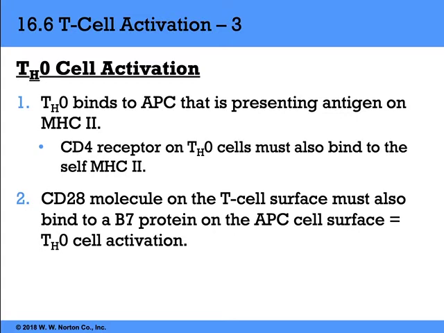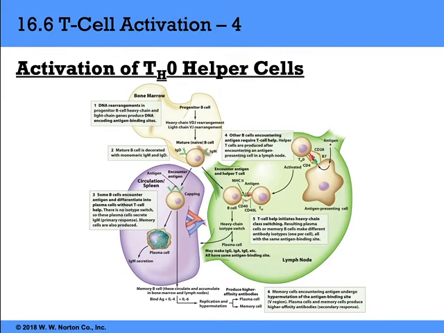So a naive helper T is going to bind an antigen-presenting cell that has foreign antigen on MHC2. The CD4 receptor on the naive T helper binds to the self-MHC2, okay? And the CD28 on the T cell surface also binds to B7 on the antigen presenter, and that activates the T helper, okay? And now that activated T helper is ready to activate B cells that are not naive and cytotoxic Ts that are not naive, okay? So there is the interaction that takes place, right?